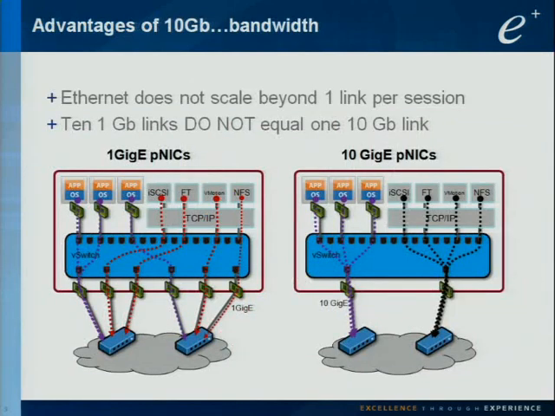Important note here is a lot of people might think that you can just bond a bunch of 1 gig links together, but 10 1 gig links does not equal a 10 gig link. With 1 gig links, essentially when you look at EtherChannel and load balancing algorithms, not one session can go over more than one physical link at a time. So you cannot go beyond 1 gig for storage communications between an ESX host and a data store, or for client communications into the VM. It does not scale beyond 1 gig. Bonding links don't help you there.